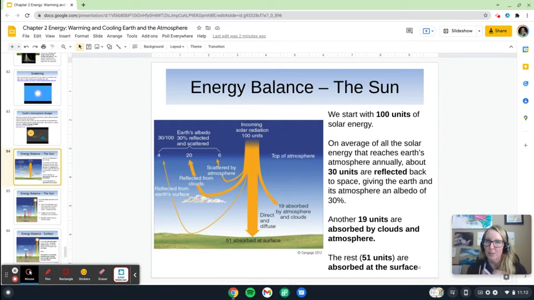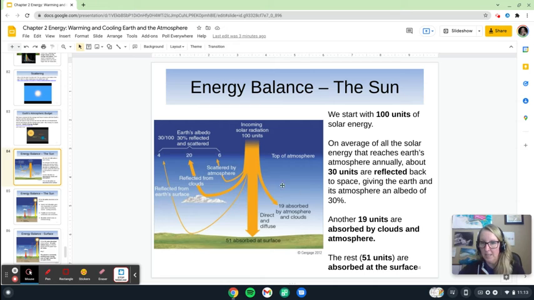The way that we look at this is we start with a nice round number of 100 units of incoming solar radiation. So we have 100 units of that radiation coming in, and we're going to look at what happens to those 100 units. First, 30 of those units are not absorbed. They're reflected away or scattered away in some way. It breaks down as 4 units reflected by the surface, 20 by clouds, and 6 scattered by the atmosphere. So we had 100 units, and we now have 70 because 30 reflected away.